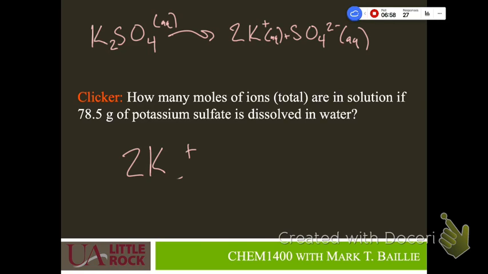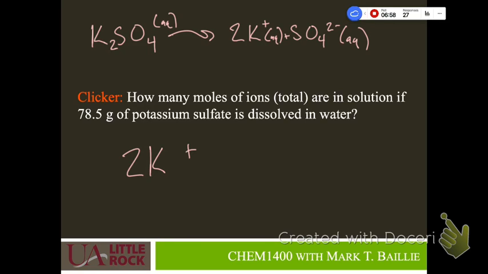When it goes into water, it breaks apart. So how many total particles or ions do we get for every 1 potassium sulfate that dissolves? What's the total number of ions for every 1 potassium sulfate that we get? It's not a trick question.